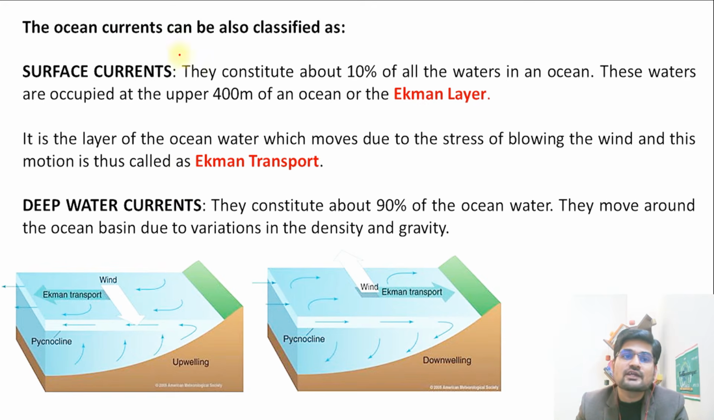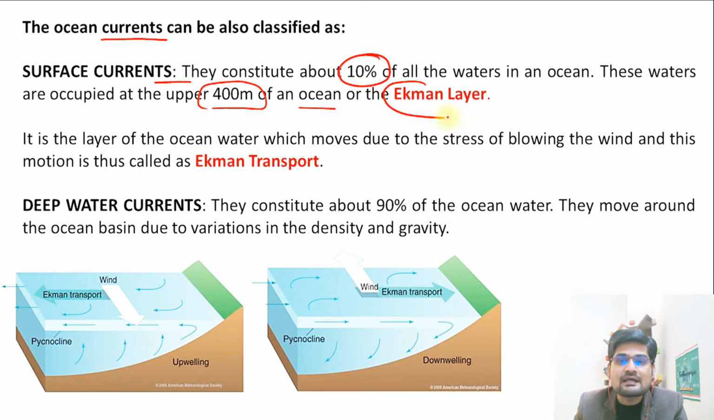Now there is another classification of these ocean currents, that is on the basis of surface current and deep water current. So remember, surface currents constitute about 10% of the waters in the ocean. And remember, it is up to a depth of 400 meters of an ocean, and this layer from the surface to 400 meters is also called the Ekman layer, named after a scientist, the oceanographer Ekman.